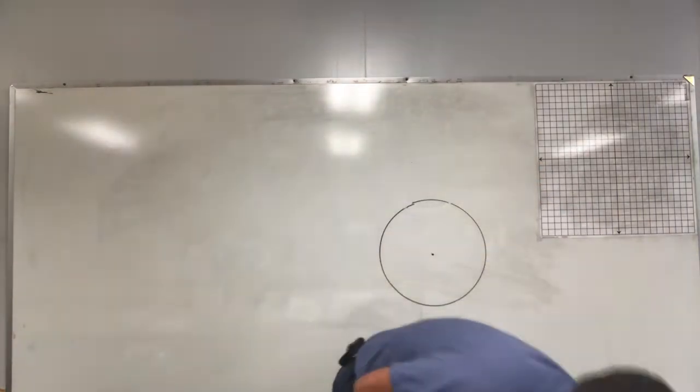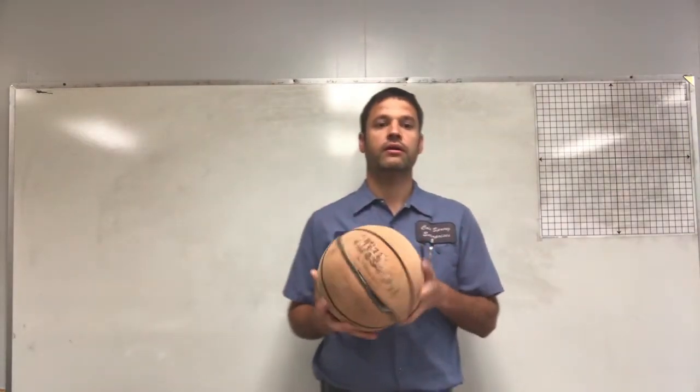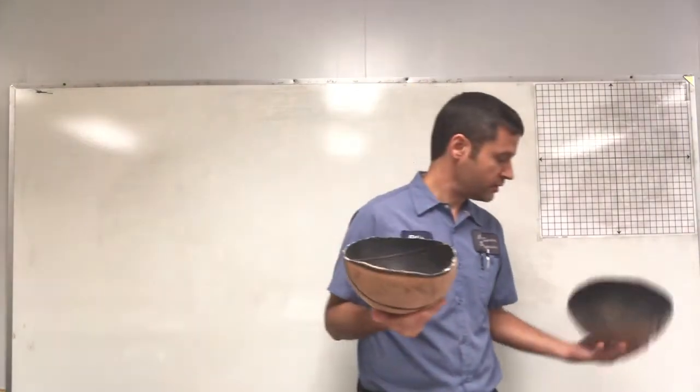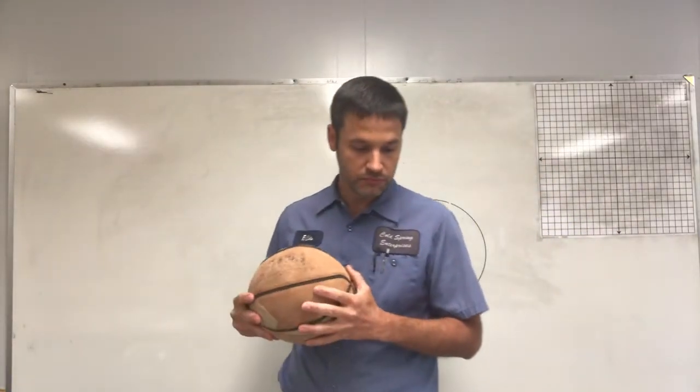That sort of makes sense. You have to find the volume of this whole thing. It's going to be half of this. Surface area is going to be half. So you don't need any more formulas. You just find half of it.